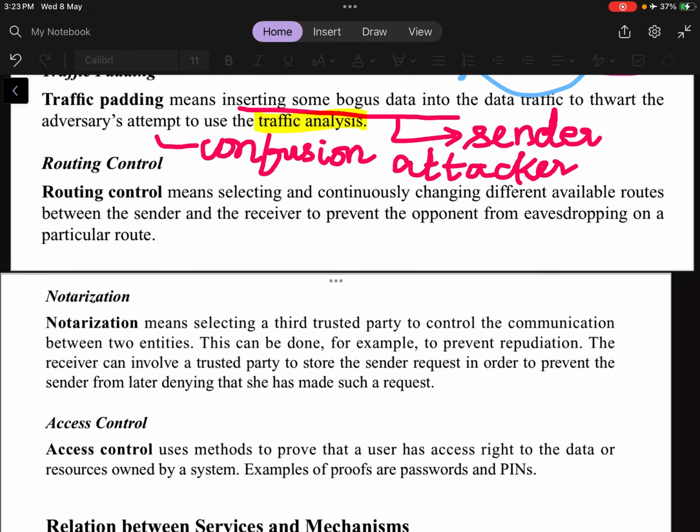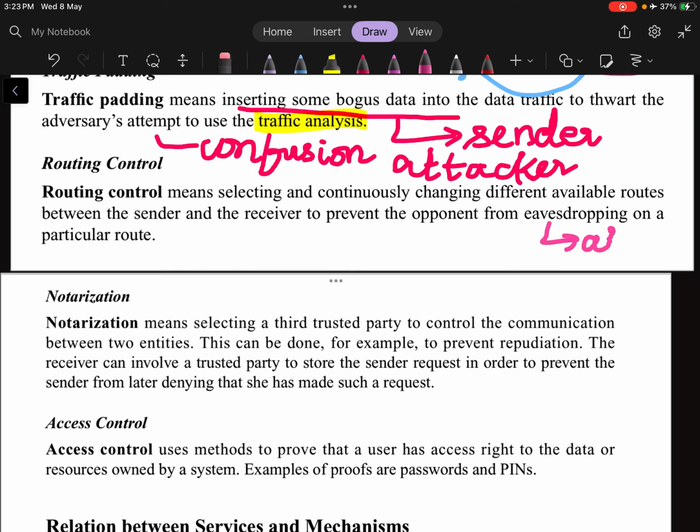Routing control. Routing control means selecting and continuously changing different available routes between the sender and the receiver to prevent the opponent from eavesdropping on a particular route. Again, eavesdropping is a type of attack wherein the attacker will silently listen to the conversation, to the messages which are being sent. So suppose there is a message sent between Alice and Bob, then the attacker can eavesdrop on the messages which are sent by Alice.